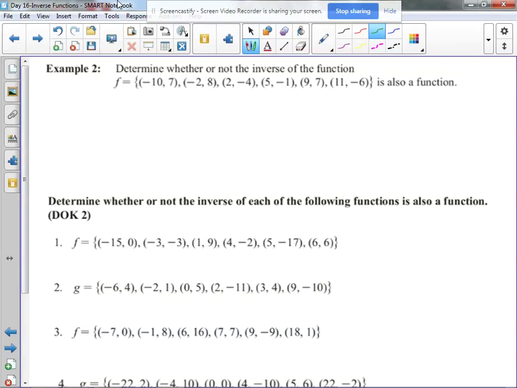Okay, so example 2 says determine whether or not the inverse of the function is also a function. So remind me, if we're looking at a set of points, what are we looking for to be able to say, yes, this is a function? What are we looking for? The x values. What about the x values? No repeating x values. Okay, so no repeating x values.